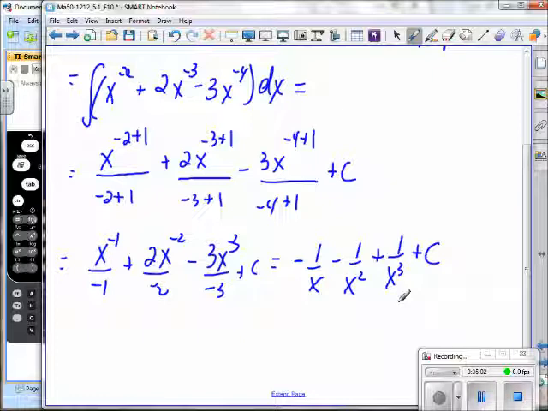How'd you do? Pretty easy stuff, right? You just have to think in reverse of what we've been doing in order to come up with that. Okay. We'll get as many done as we can.